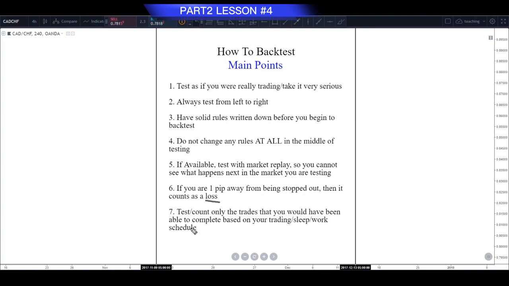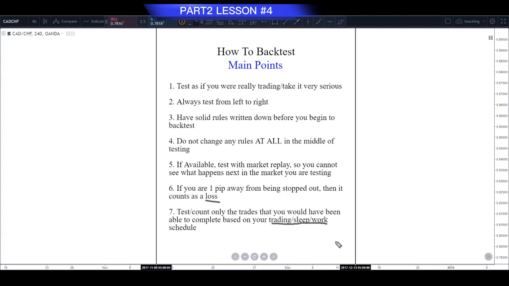And number 7, the final main point, is to test or count only the trades that you would have been able to complete based on your trading, sleep, or work schedule. So what I mean by this is if you have to sleep for 8 hours a night, right? And let's say we're trading the pullback strategy. I'm going to do this based on Eastern time because that's where I live here in Atlanta, Georgia. So if I know I'm going to be sleeping, let's say from 10 p.m. to 6 a.m., then what am I going to miss?